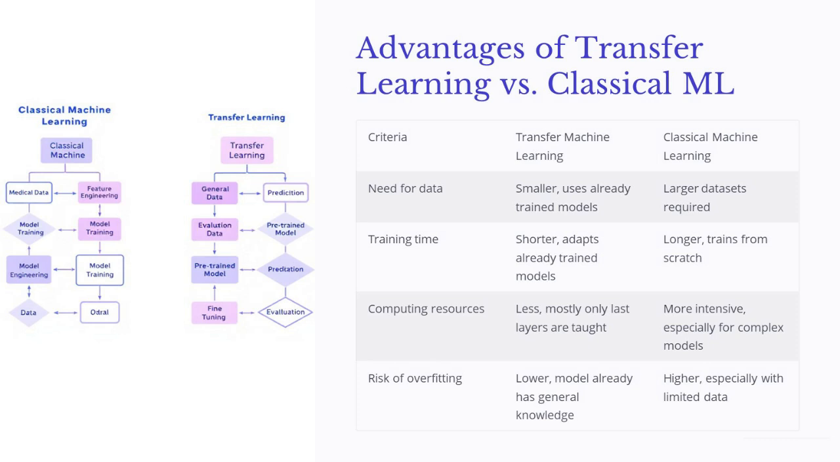When we compare classical machine learning with transfer technologies, we can represent this as a table, and as you see, usually for transfer machine learning we use smaller datasets. The training time is shorter, the computing resources are less. We don't need such powerful computer resources. And what is more interesting, transfer machine learning has a lower risk of overfitting, overlearning.